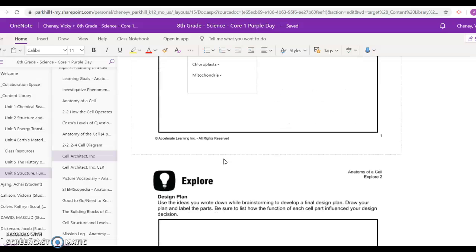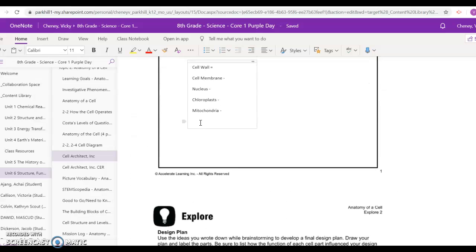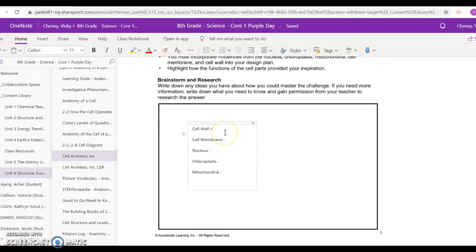Down below, if you scroll down to the Explore part of it, this is where you can draw your house. Do not forget to label your cell parts. Notice it says, be sure to list how the function of each cell part influenced your design decision. You may include that up here if you would like.